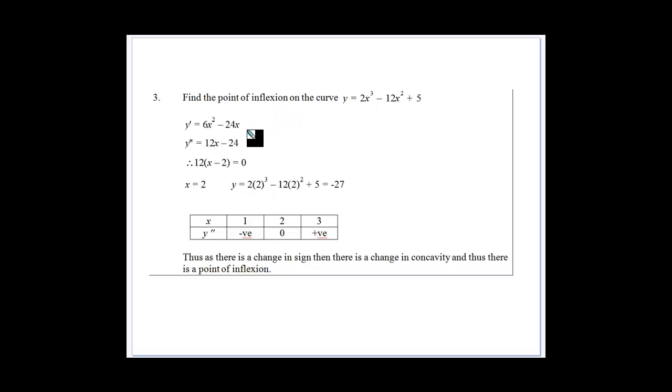So we get our second derivative. So derive the function, derive it again. So we're going to get x is equal to 2. So the y value would be minus 27.